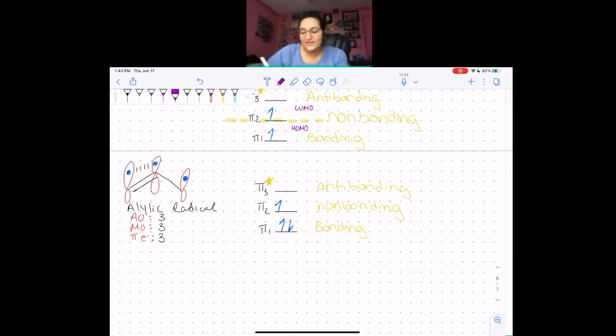So in this case, pi 2 is half full, but it is the highest number that has an electron. So for that reason, pi 2 is going to be the HOMO. And since pi 3 is the lowest number that's empty, that one is going to be the LUMO. So I know it's a little bit weird compared to the ones we did before, but does it make sense a little bit? Sort of, kind of, maybe?